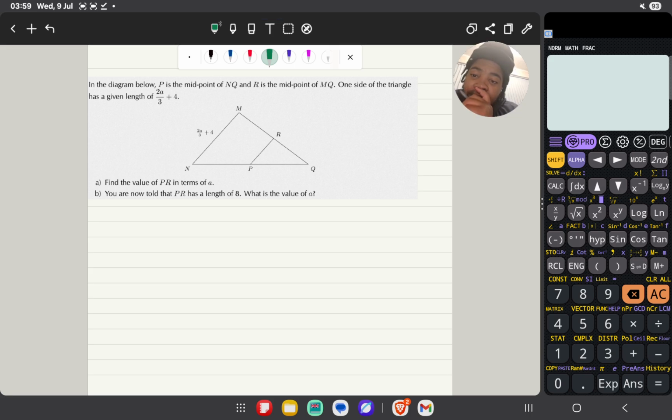So in this diagram, P is the midpoint of NQ, right? And R is the midpoint of MQ. So this is what we are finding. One side of the triangle, this side, has been given a length. This is the length. And then they say find the value of PR in terms of A.